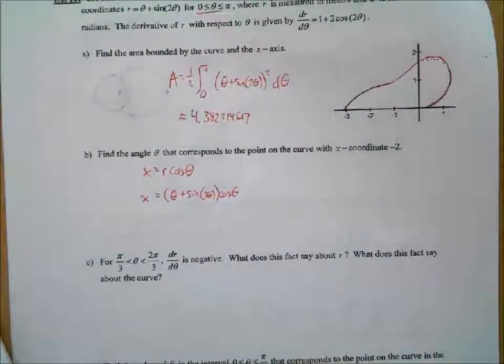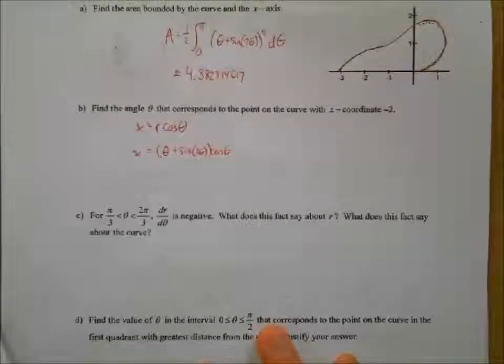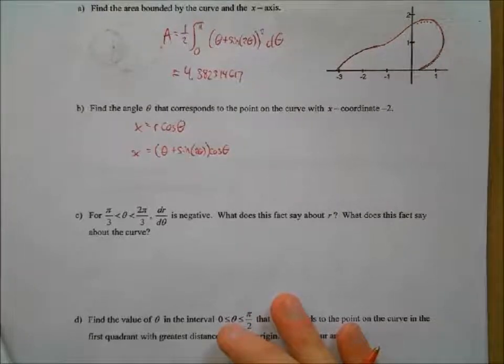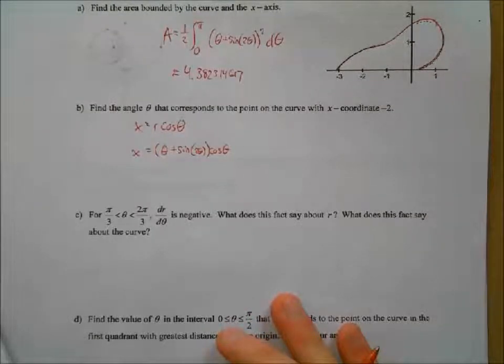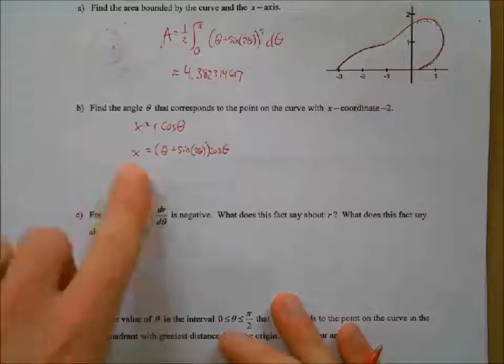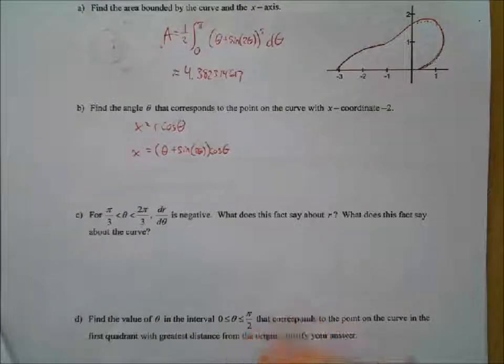Okay. So we'll substitute in for r, theta plus sine of 2 theta. And now just, what should we do here? What is x? -2.